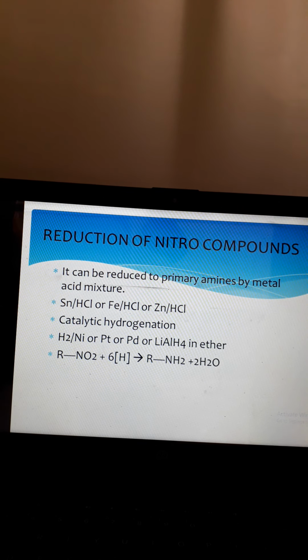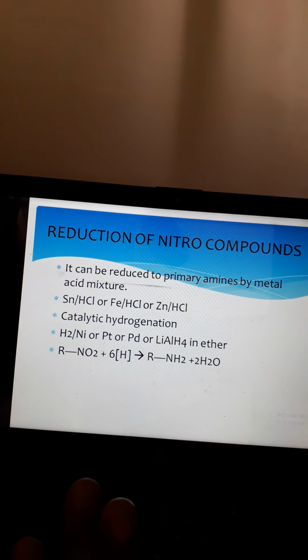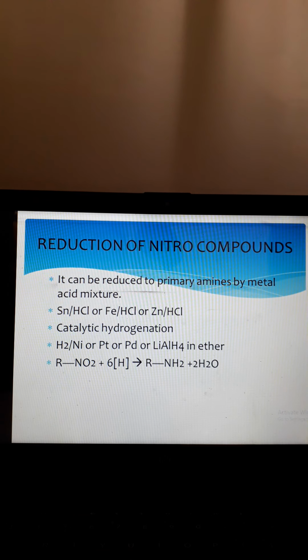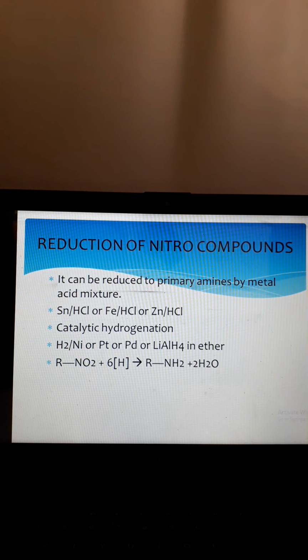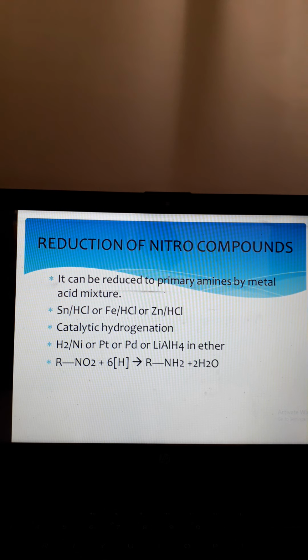Now here the nitro compounds are reduced to primary amines by metal acid mixture. So here nitro compounds are taken and they are reduced by what? By metal acid mixture. Here we can use Sn/HCl or Fe/HCl or Zn/HCl. So here Sn, Fe, Zn are the metals, and HCl, as we know, is hydrochloric acid, that is the acid. So here we call it metal and acid mixture, when metals are combined with acid.